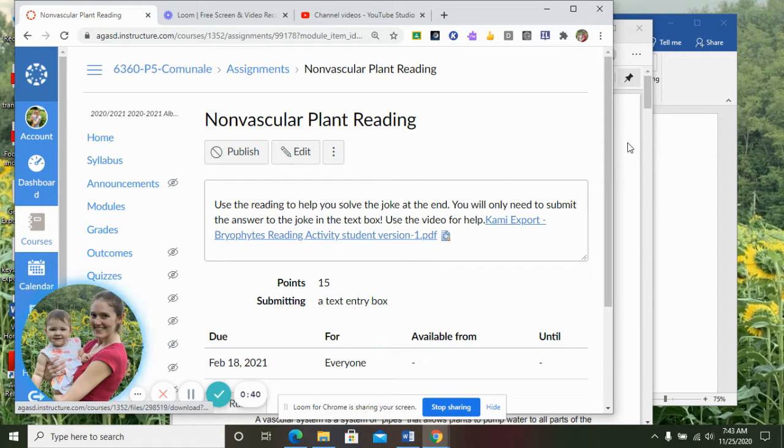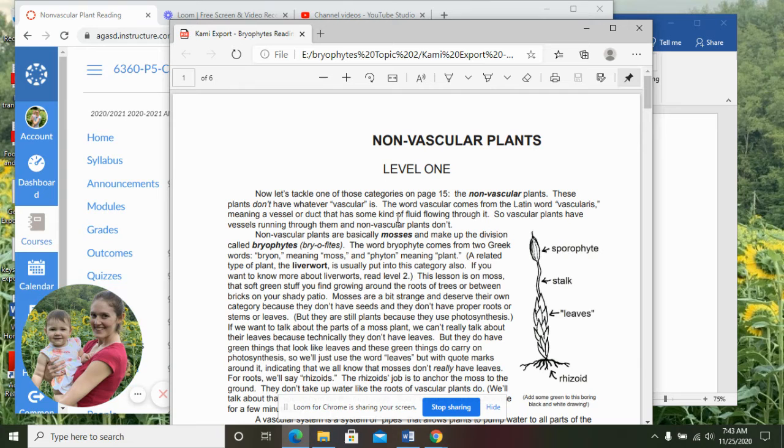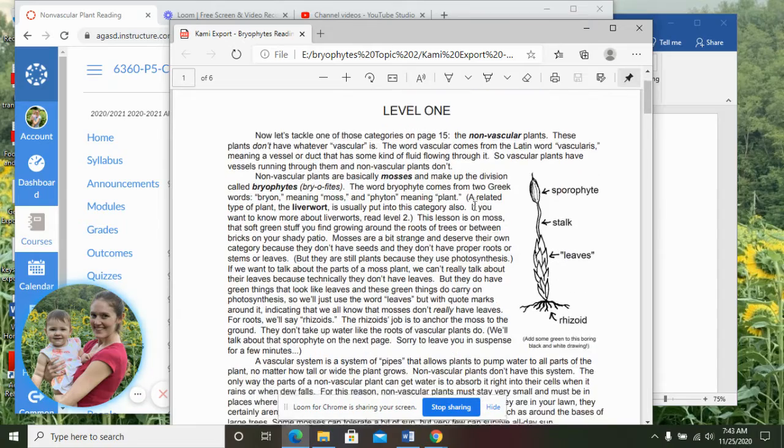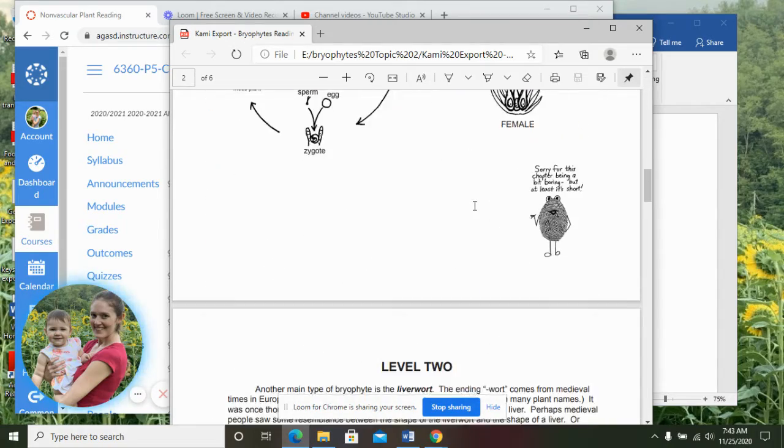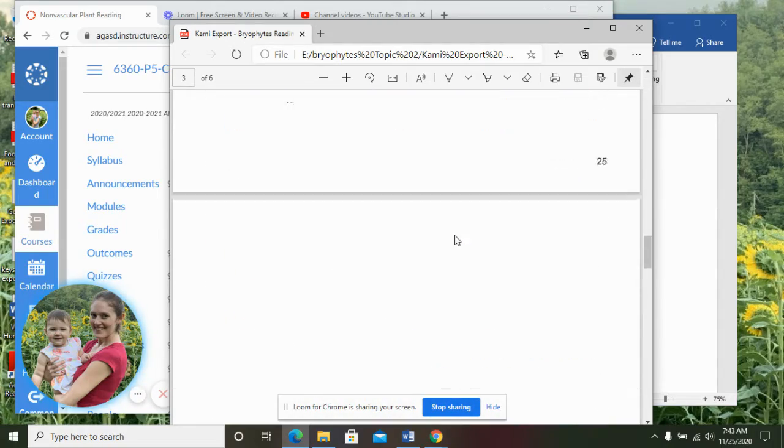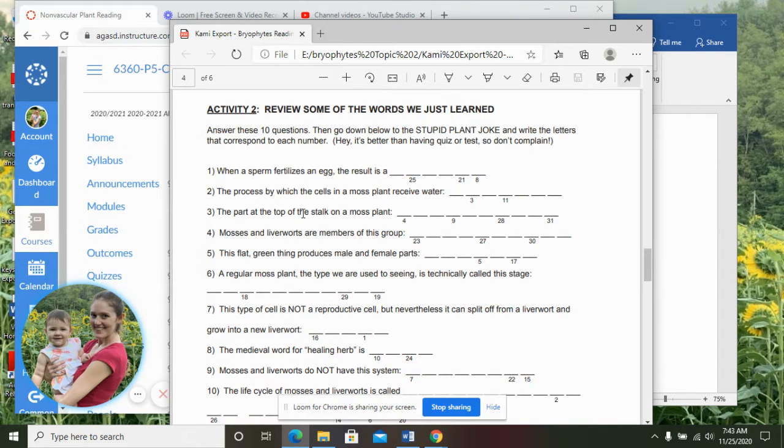So when you click on this, it is going to open up a document that looks like this. It says non-vascular plants level 1. You don't really need to be concerned with what level 1 means. It goes on to, I believe, level 2 as well, and there's another reading there. And then here are the questions.